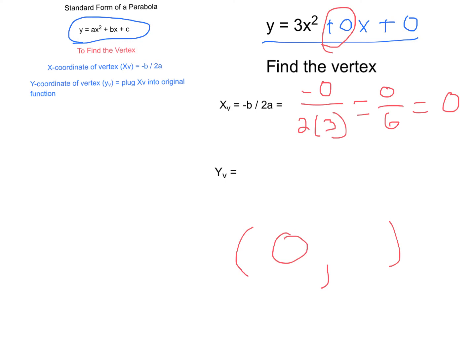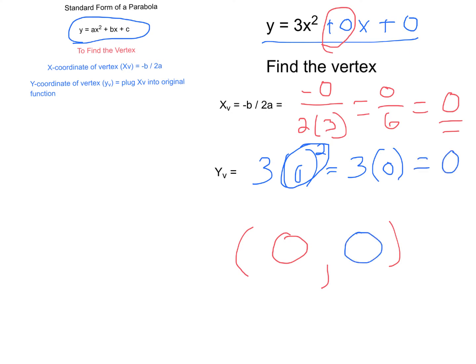Now, to find the y-vertex, we plug this 0 back into the equation. So again, y is going to equal 3 times 0 squared. And again, first thing according to order of operations, we do 0 squared, which is just 0. And 3 times 0 is 0. So my vertex in this instance is the coordinate 0, 0. And we'll talk about what that means in a little bit.